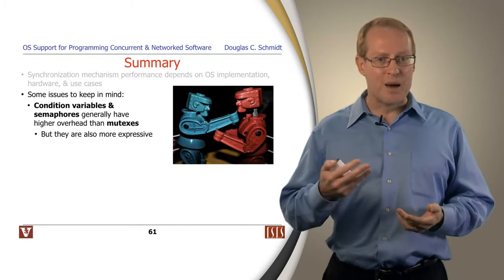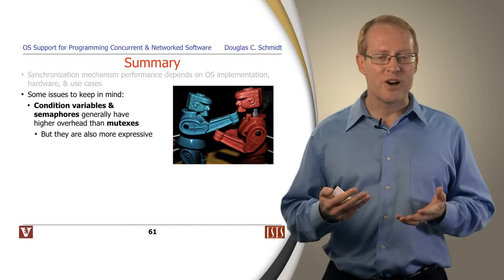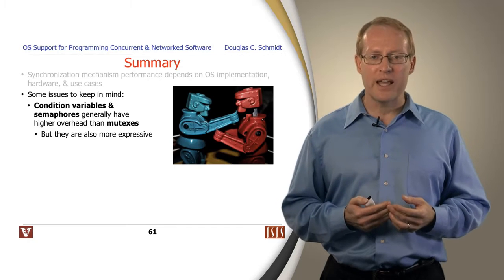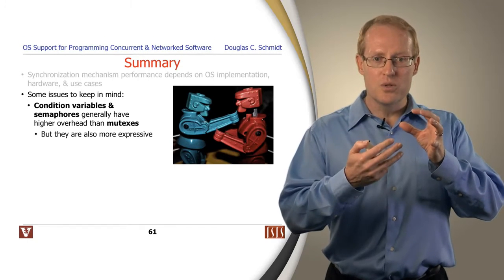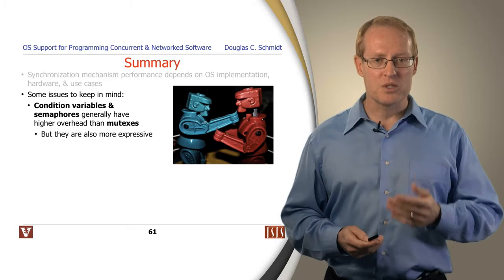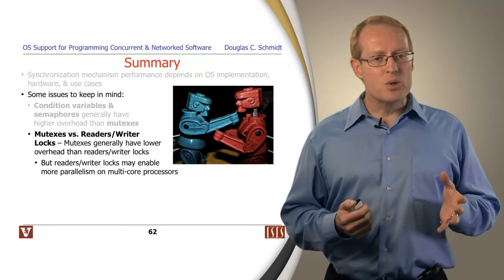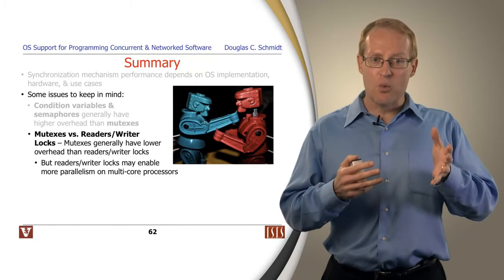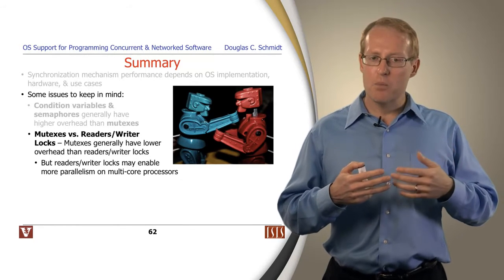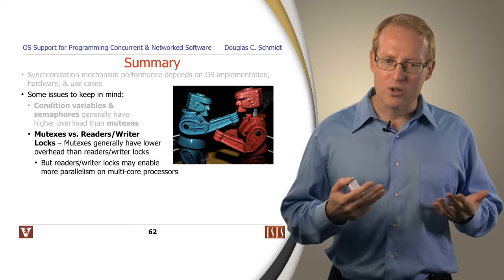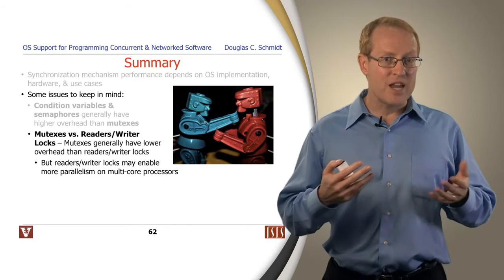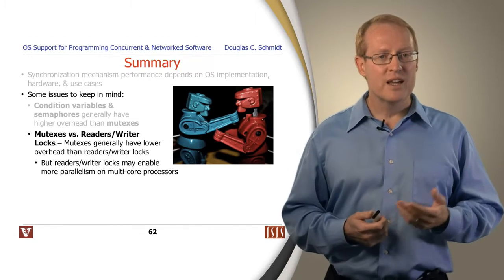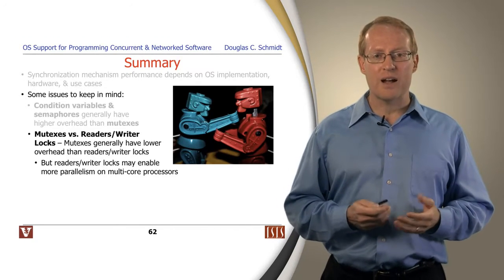On the other hand, they're also a lot more expressive. There are things you can do with a condition variable you can't easily do with a mutex. In fact, it's also worth pointing out that condition variables typically use mutexes to do their processing, as we'll see in just a second. Mutexes and reader-writer locks, when you compare those two, mutexes are generally lighter weight. There's less going on. But on the other hand, if you have multi-core or multi-processors and an application that can have things run in parallel, and you have a lot more read operations than write operations, then readers-writer lock may be the choice for you.